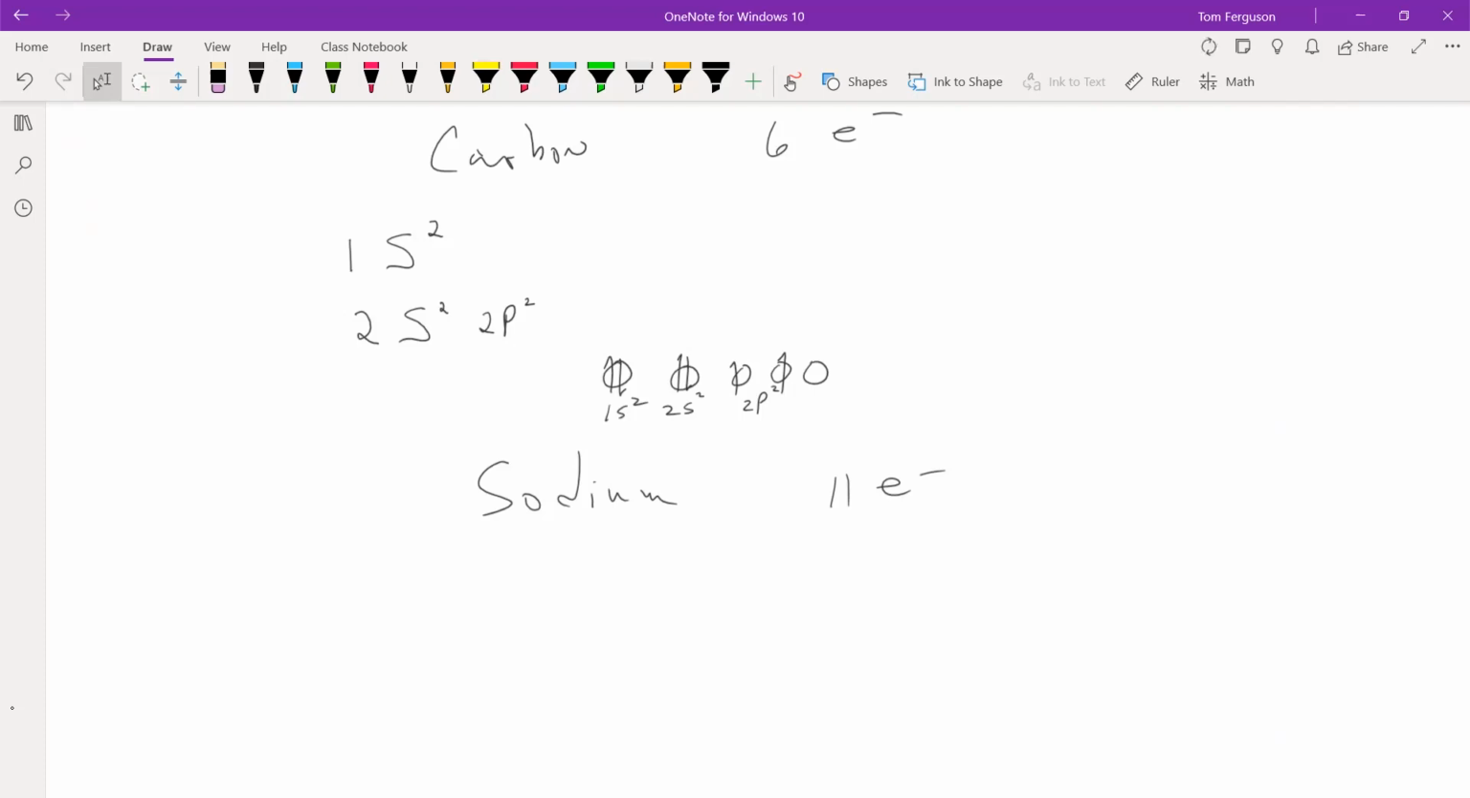Okay, sodium got 11 electrons. So we're going to do the same process. We're going to start at the level that's the most stable, the one level, the one shell, and start filling up orbitals and subshells and all that stuff till we get to 11 electrons. So we're going to go 1s2. We have 9 more to go. 2s2, 2p6. And we have 1 more to go. So that'll be 3s1. So that's what sodium looks like.